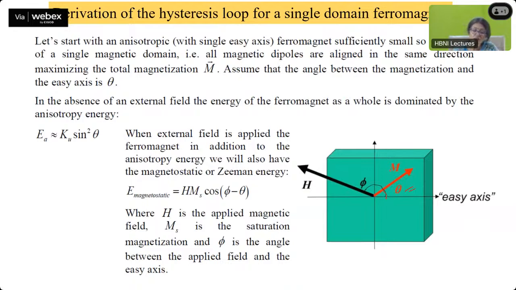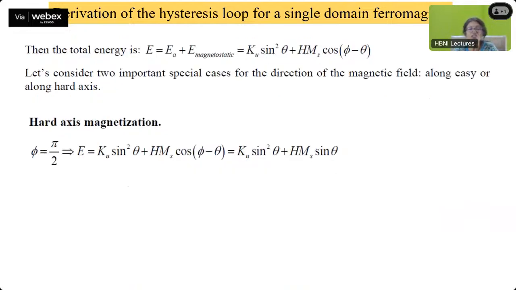Now, when an external field is applied to this ferromagnet, in addition to the anisotropy energy, you will also have a magnetostatic or Zeeman energy, and that is given by H M_S cos(φ − θ). What is H over here? It is the applied magnetic field. M_S is the saturation magnetization. And φ is the angle between the applied field and your easy axis. So now your total energy is a sum of these two factors: K_u sin²θ plus H M_S cos(φ − θ).